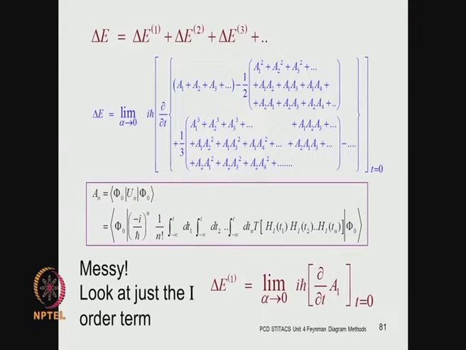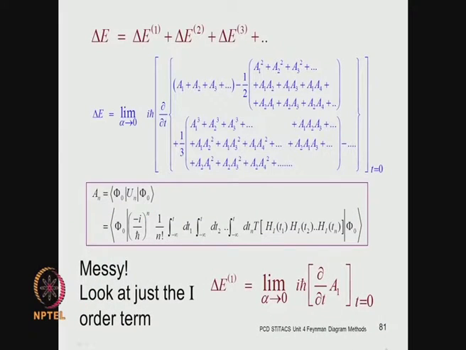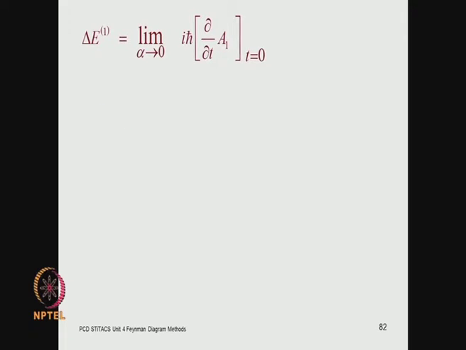we will first work only with the first order terms, because that is the simplest that you can work with, and the first order correction to energy would then be given by the limit α going to 0 of iħ ∂/∂t, and only the first order term we take, ∂/∂t of this A1, and this time derivative of course has to be taken at t equal to 0. So, that is the first order term that we shall consider. So, now let us see how we can work this out.